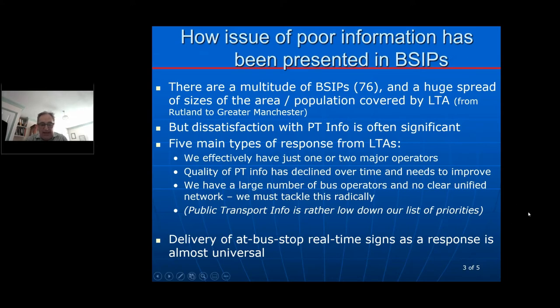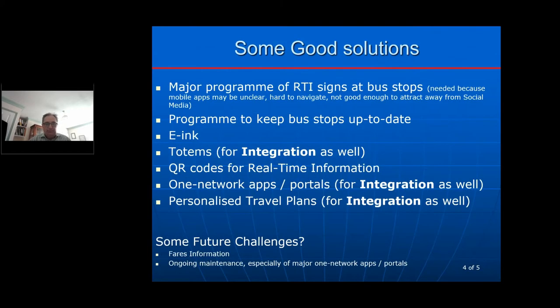But I would say that delivery of at-stop real-time signs as a response is almost universal amongst all service improvement plans. Its scale varies, obviously, depending on the size of the area, the size of the problem, but it is there as a response. What are some good solutions to dealing with poor bus information and dealing with poor integration with that information as well? Well, one response that is nearly everywhere is a program of RTI signs, and you can make that a major program. Signs at bus stops.